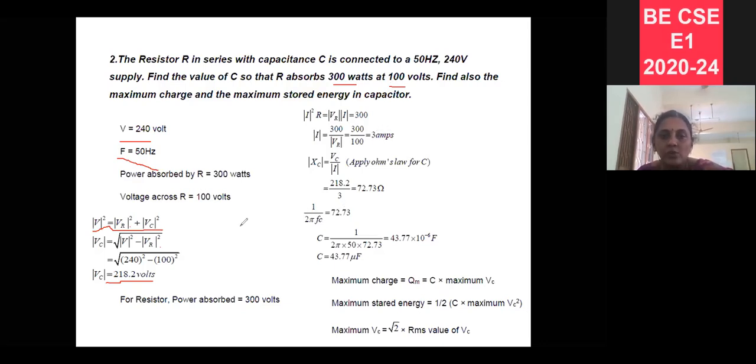So now current is known, VC is known. You can find the XC value, right? After finding the XC value, find the C value. C value is going to be 1 by 2 pi F into XC. So the C value is 43.77 into 10 power minus 6 farad. I think many of them had got it. Yes or no? Those who have messaged me had got it. What about others? C is 43.7 micro. Micro is 10 power minus 6.